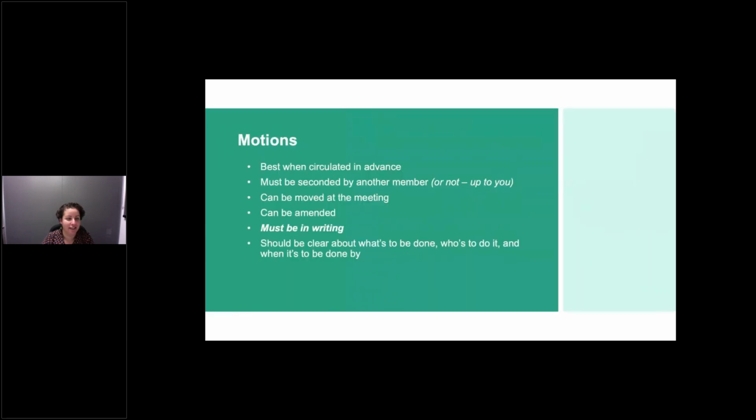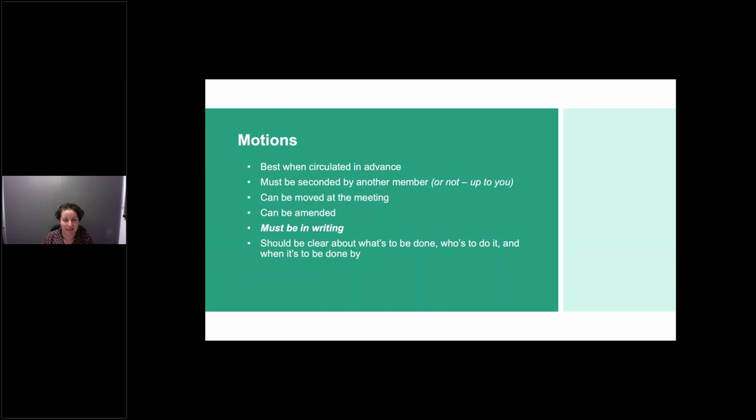Okay. So motions are basically the proposal that you're going to vote on, which is formulated into a sentence. I move that we have the annual general meeting on the 13th of October. So these are best circulated in advance if you know them. They must be seconded by another member or not. Up to you. Again, checking what your standing orders say or what you'd like to put in your standing orders. They can be moved at the meeting. They can be amended. They must be in writing.